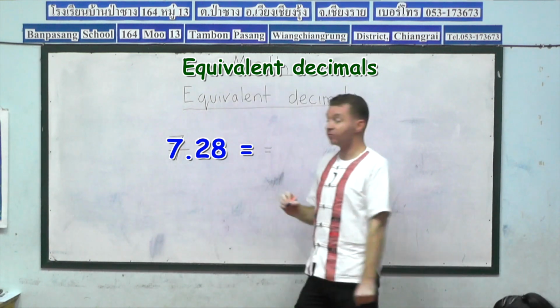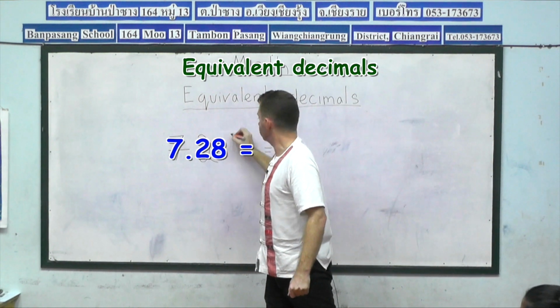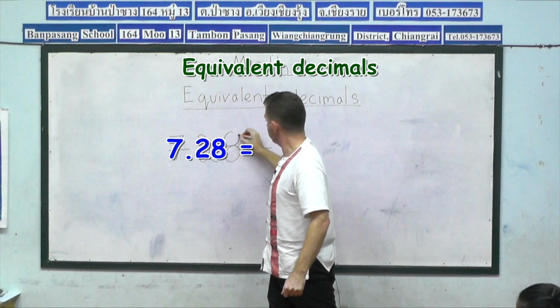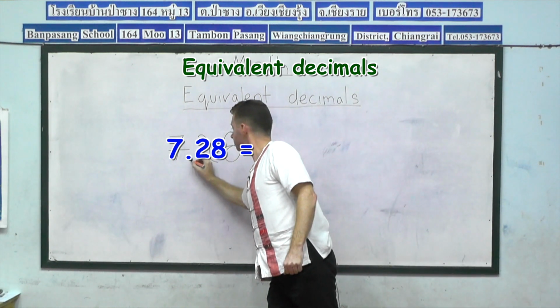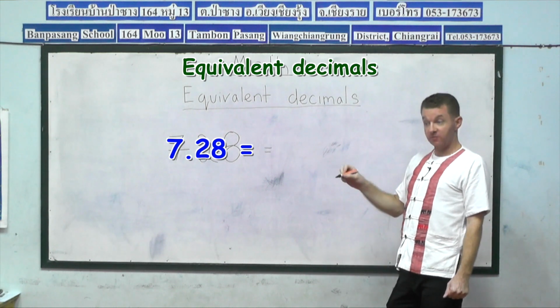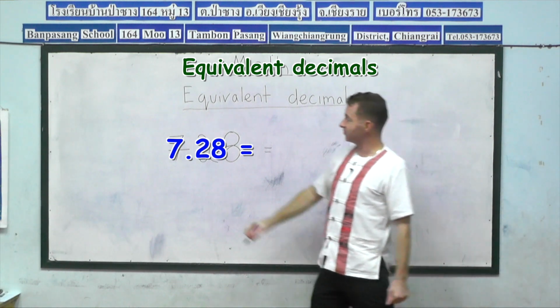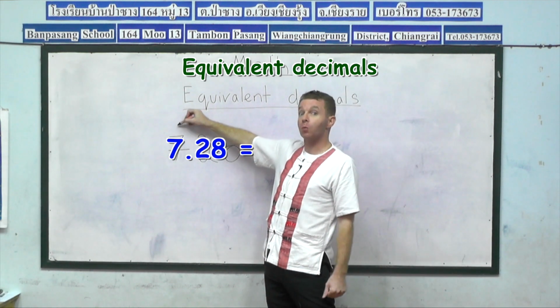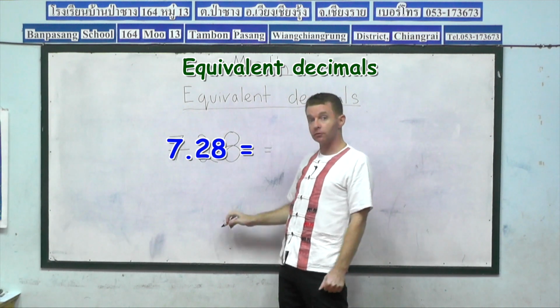Now, can I have 2? 8. Okay, guys, so what's our number now? I'll make that decimal point a bit bigger. 7.28. We've got our whole number here in the ones column and our decimals, tenths and hundredths.